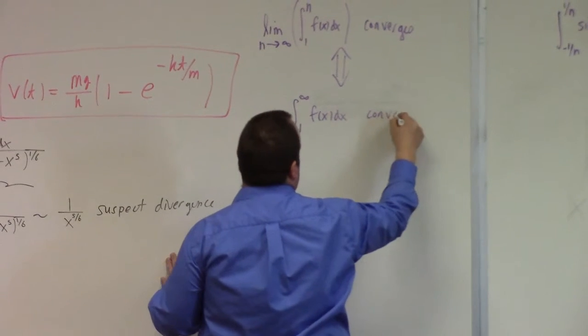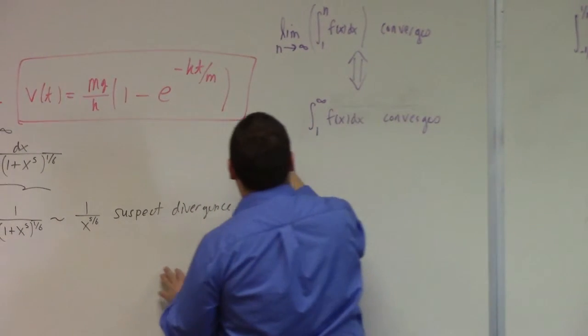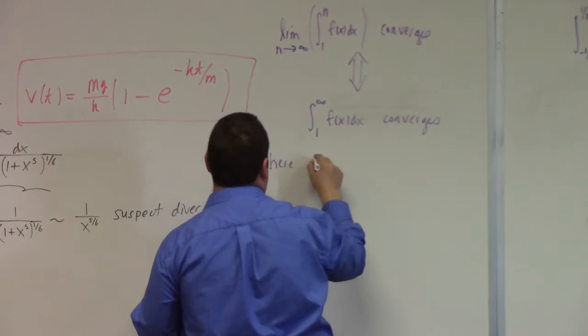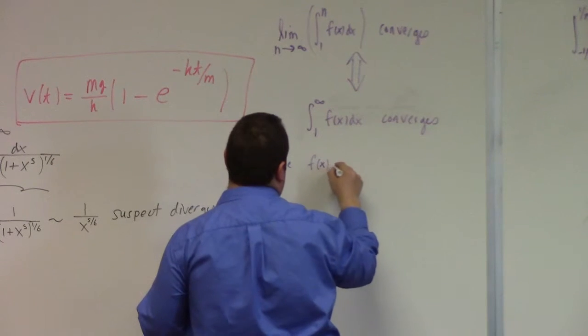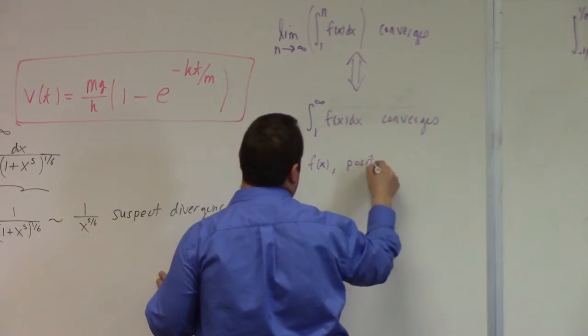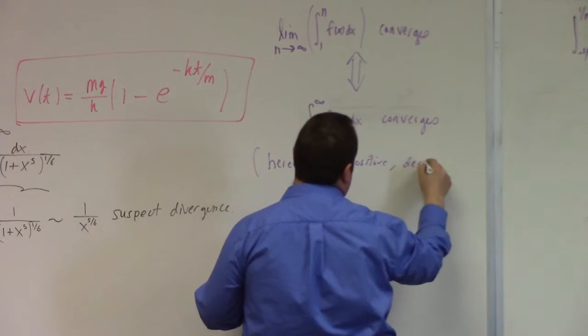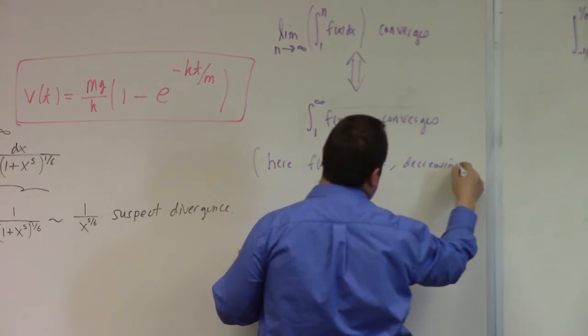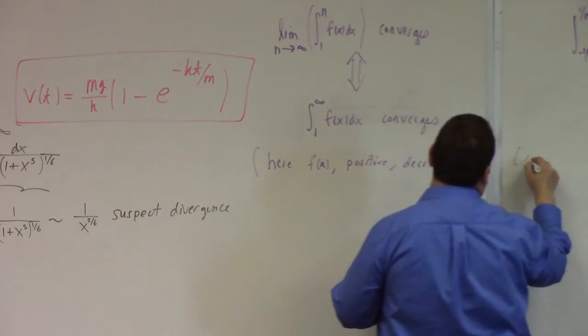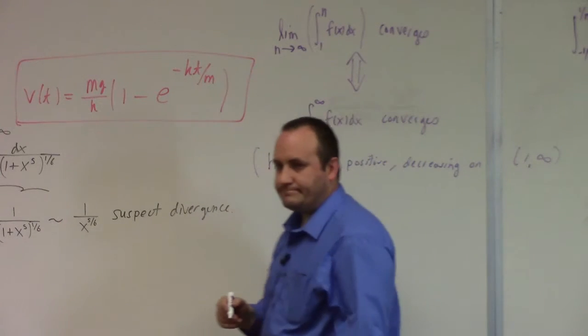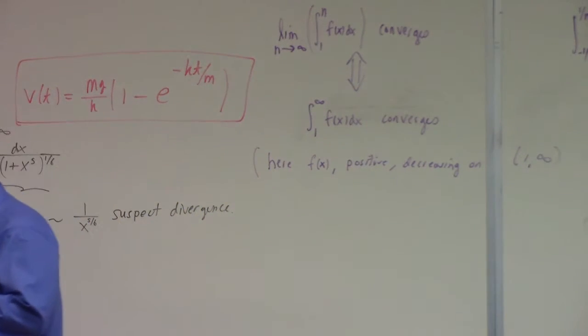Now, we're given some fine print too, right? Here, what is it? f of x is what? Positive, decreasing, right? What else? Continuous. Continuous, yeah.